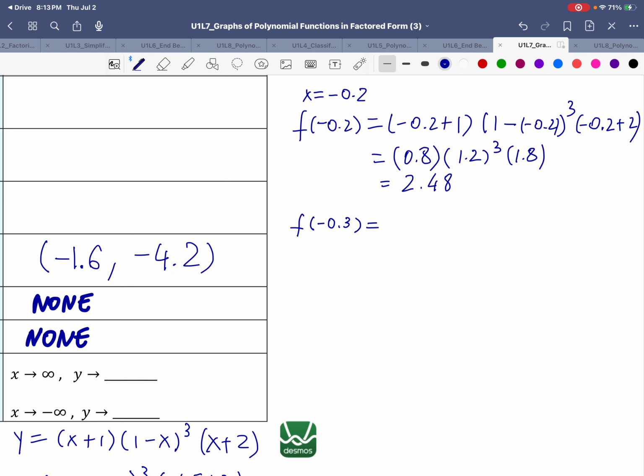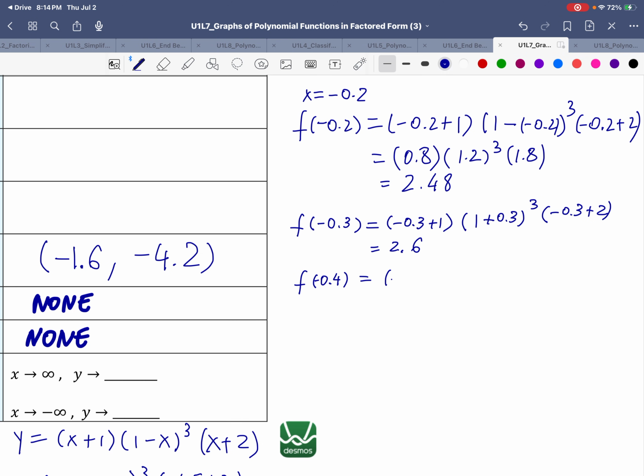And at negative 0.3, plus 1, again 1 minus negative 0.3 will make 1 plus 0.3 to the power of 3, and negative 0.3 plus 2. So at negative 0.3, if you look at the values in here, that's 0.7 multiplied by 1.3 to the power of 3, and then multiplied by 1.7 will give 2.6. It seems that at negative 0.3, we are getting an even higher value, so that means that we need to keep going until we see that the y values are going down.